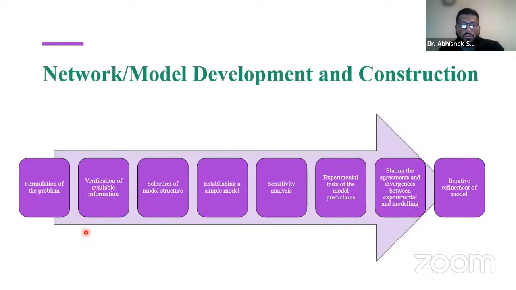Now network model development and construction. So this is the whole process. First of all, formulation of the problem, definitely. So you just understand this process. This is like a flow chart, or you can say these steps.